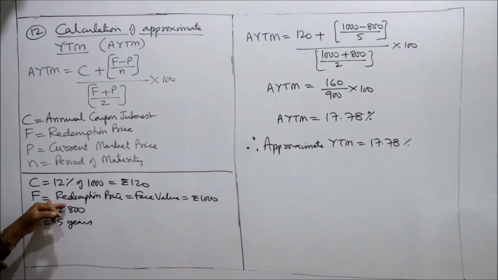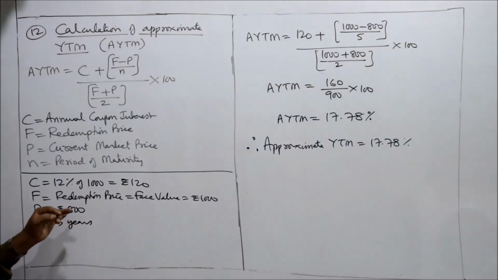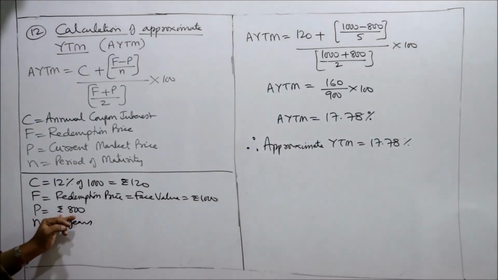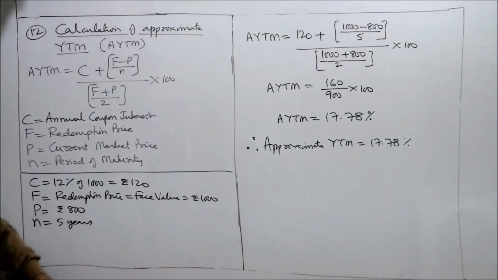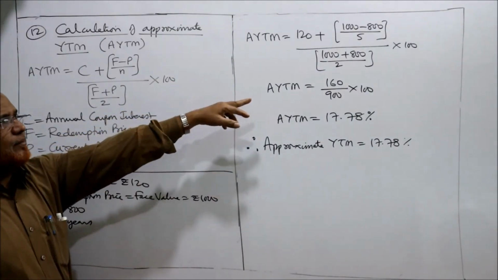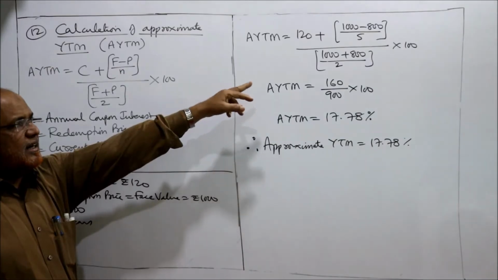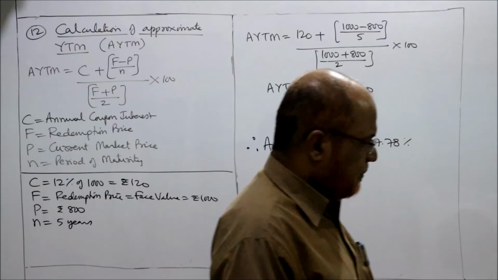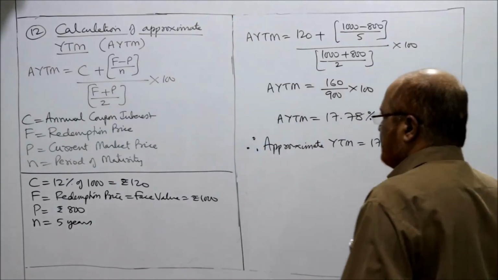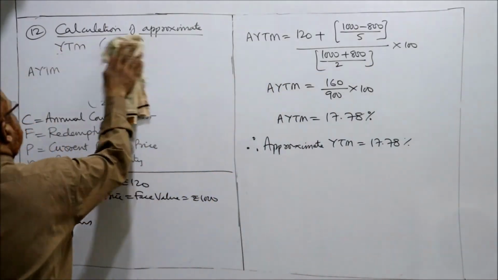जब मेच्योरिटी हो जाएगी तो कितने पैसे वापस मिलेंगे, अगर कुछ नहीं दिया तो समझ जाना फेस वैल्यू. P stands for current market price given in the problem 800. N is equal to 5 years. Substitute कर देंगे 1000 minus 800 200 divided by 5 40. 40 plus 120 is 160. 1000 plus 800 1800 by 2 is 900. So AYTM, approximate YTM, we got 17.78%.